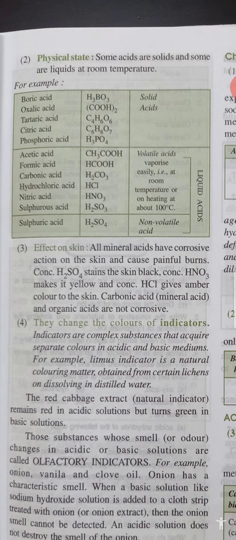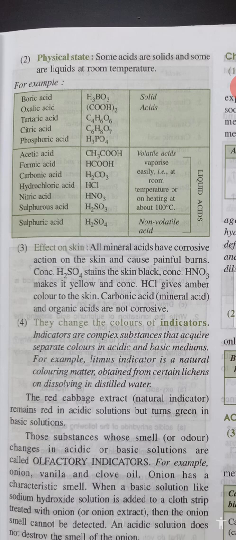Concentrated sulfuric acid stains the skin black. Concentrated nitric acid makes it yellow, and concentrated HCl gives an amber color to the skin. Carbonic acid, that is, organic acids, are not corrosive. And next, they change the color of indicators.